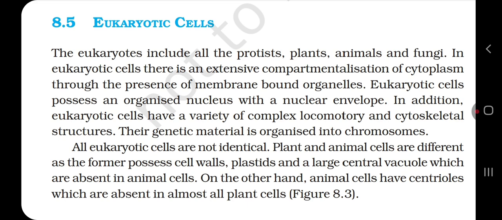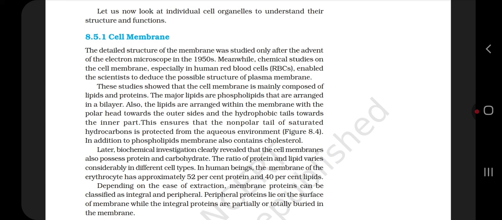All eukaryotic cells are not identical. Plant and animal cells are different as the former possess cell walls, plastids and a large central vacuole which are absent in animal cells. On the other hand, animal cells have centrioles which are absent in almost all plant cells. Let us now look at the individual cell organelles to understand their structure and functions.